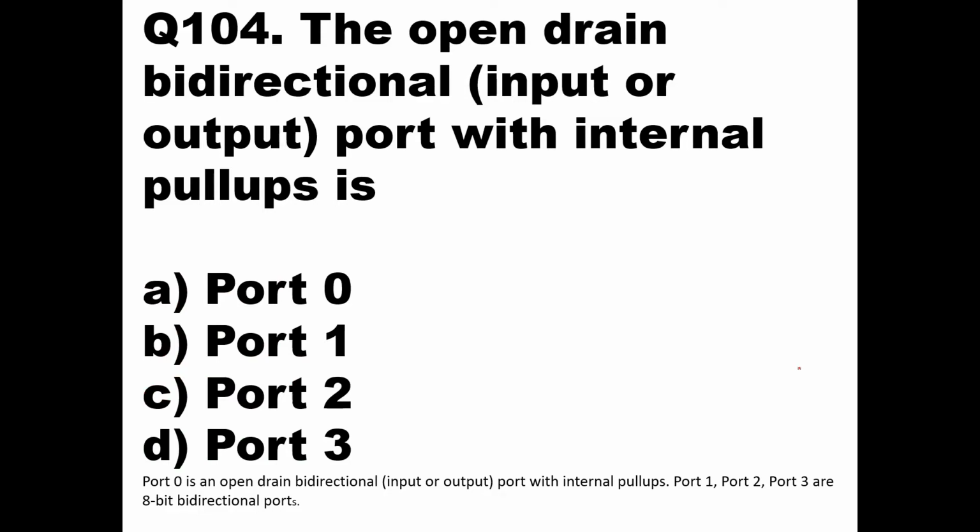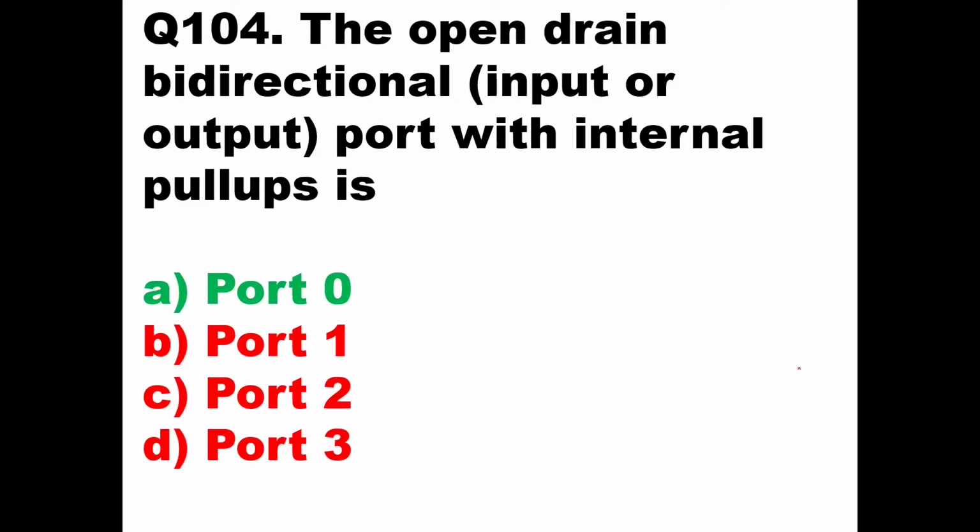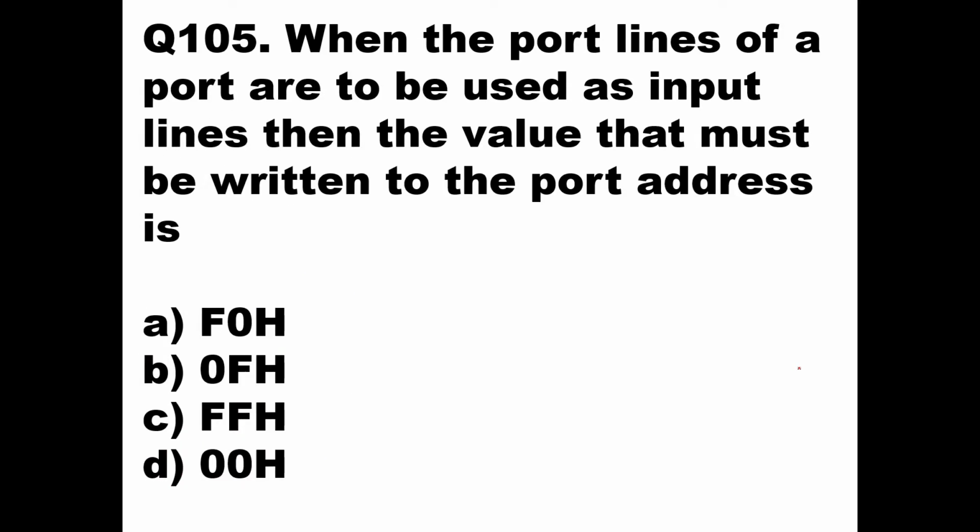Question number 104. The open drain bidirectional input or output port with internal pull-ups is, okay. Because the port is open drain, it is going to use pull-up resistors of 10 kilo ohms, and that is used in port 0 of 8051. So the answer should be port 0. Port 0 is the one port which is open drain, and it uses pull-up resistors of 10 kilo ohms.